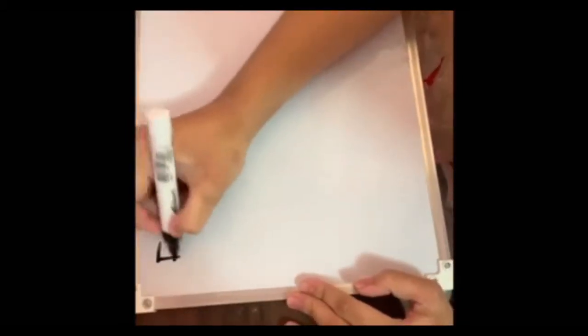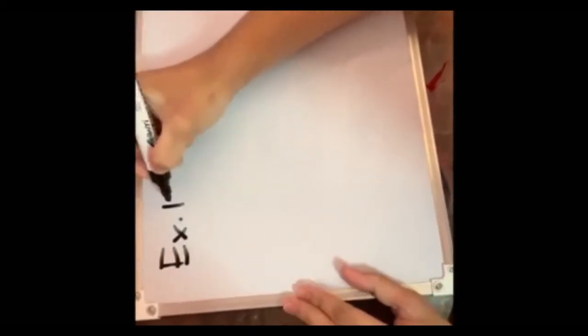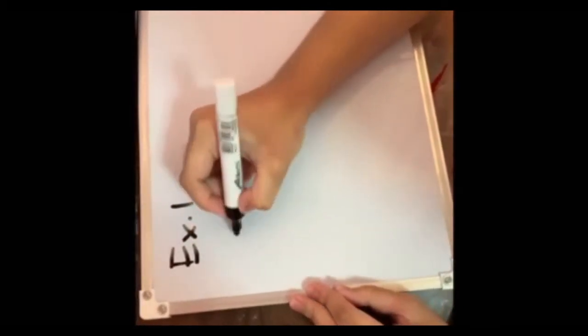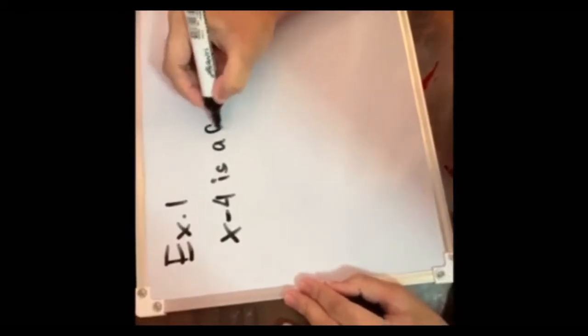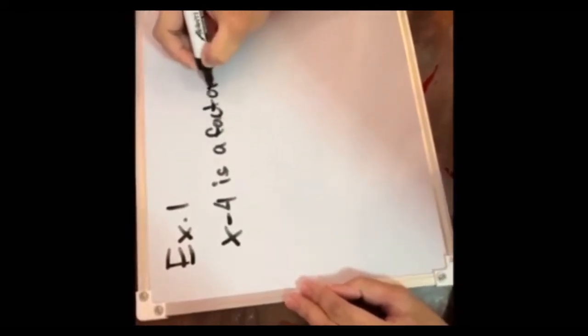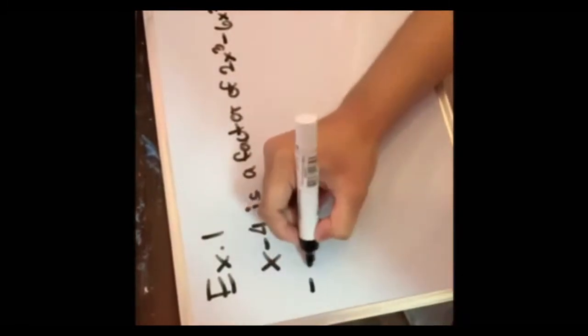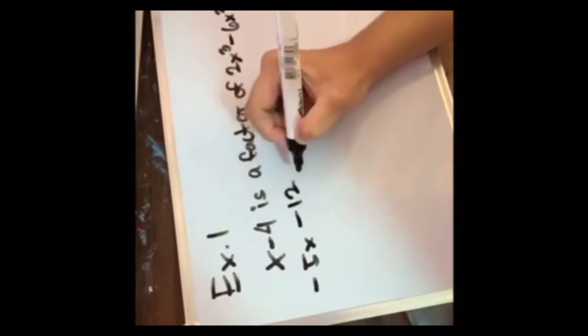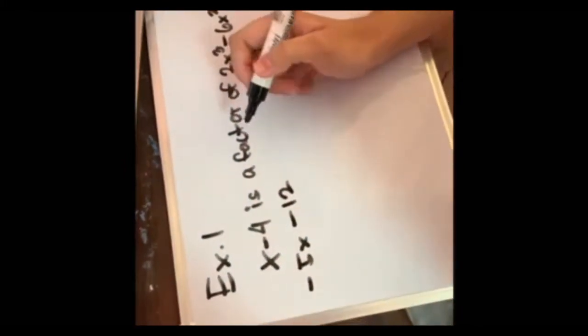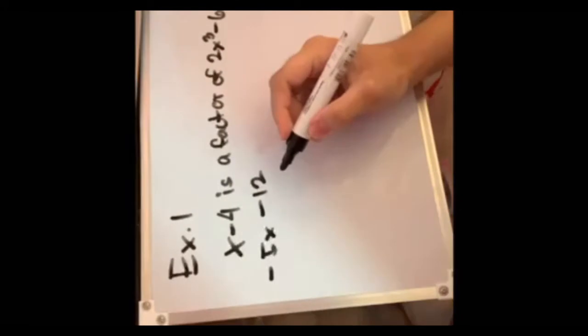Here is an example. Show that x minus 4 is a factor of 2x cubed minus 6x squared minus 5x minus 12. Here you can use the remainder theorem.